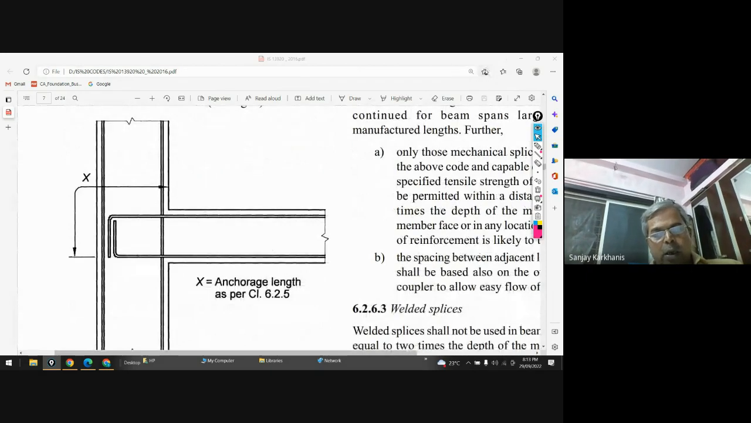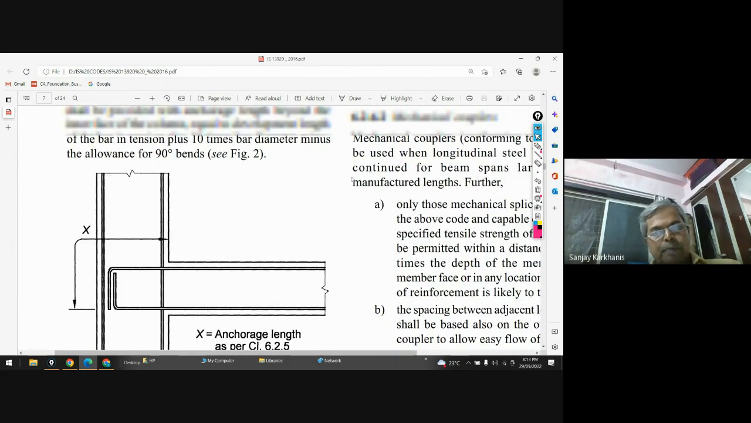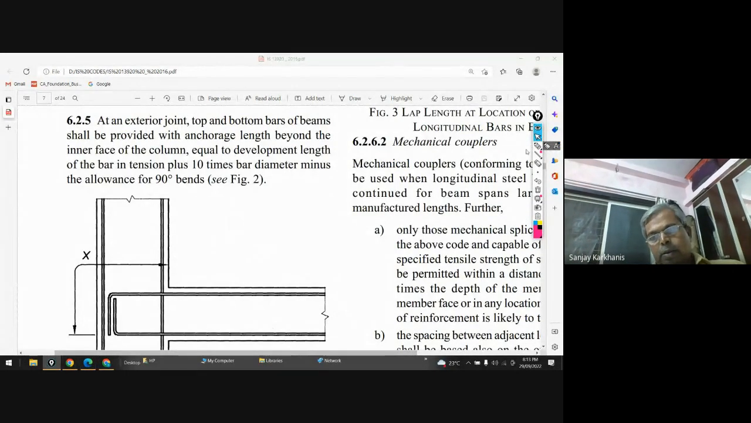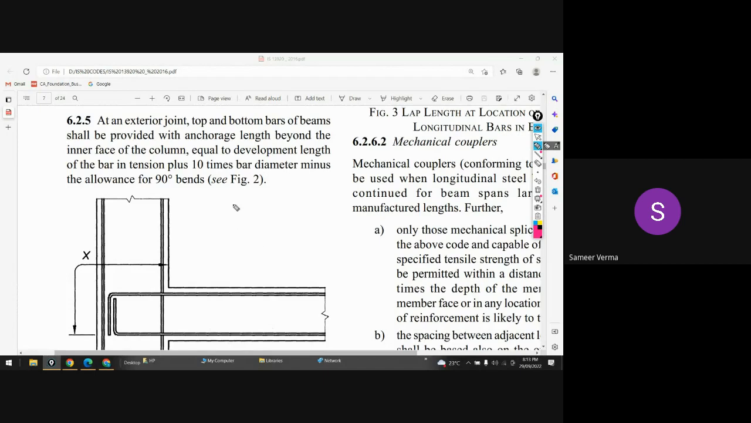How many of you know the criteria for development length and why it is required? Anybody? So to provide proper bond, so that the bar will not come out of the support.